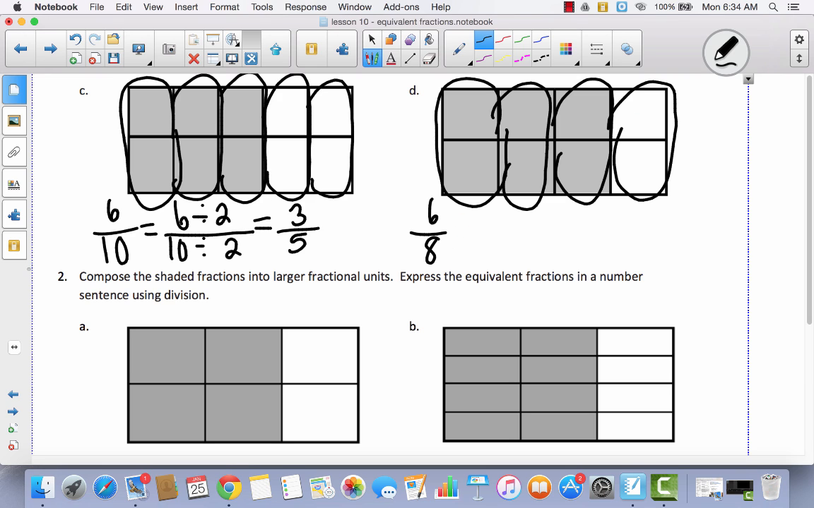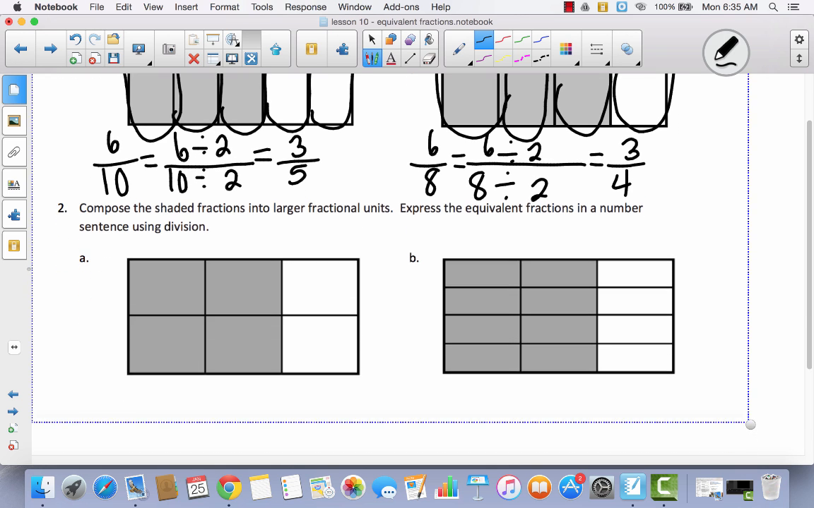So I'm going to take my numerator, which is 6, and I'm also going to take my denominator, which is 8, and I put them into groups of 2. So I'm going to divide these by 2, and I get my new fraction, which is 3 out of 4, or 3/4. Okay? All right, now let's take a look at number 2. The directions are a little bit different.